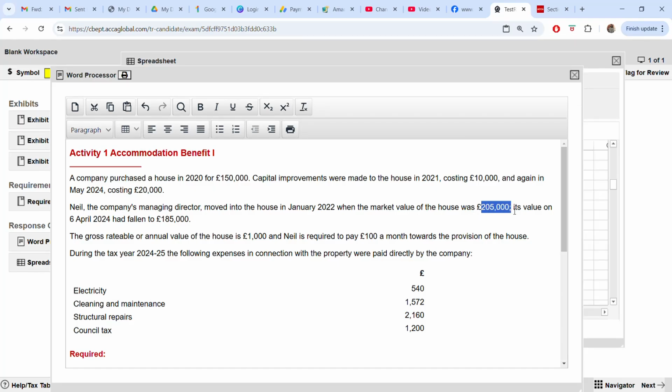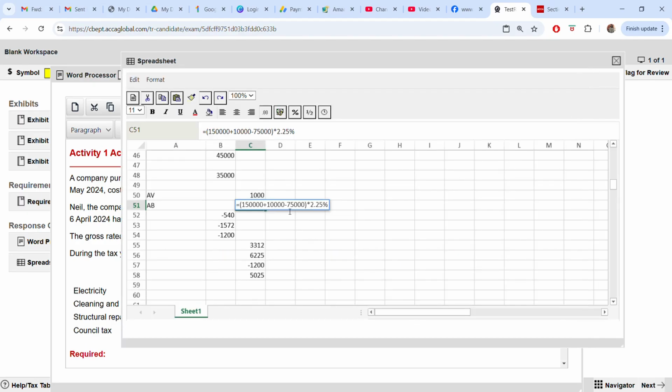205,000. Now you have to take the open market value, not this 150 plus 10,000 capital improvement, because it's more than 6 years. You have to take the open market value. So this is the only change that will take place when it's more than 6 years. So now it's 205. Done. Everything else remains the same. Expenses will be same. This still employee contribution you have to deduct. So now your benefit is 6,037.